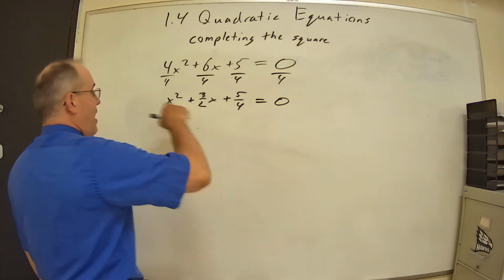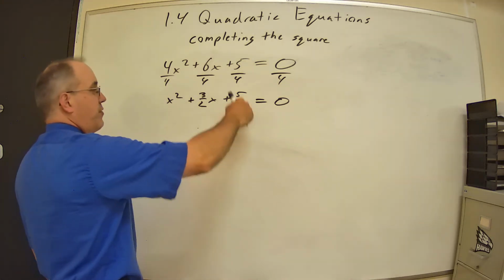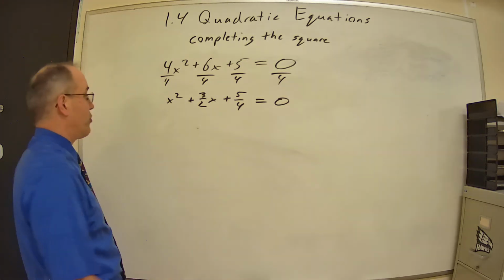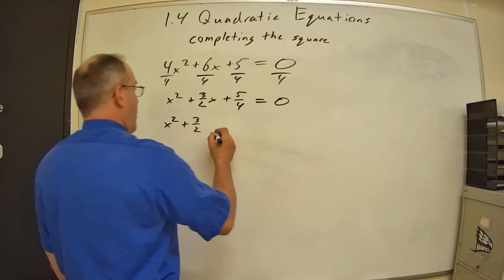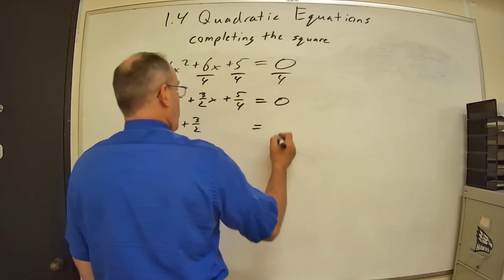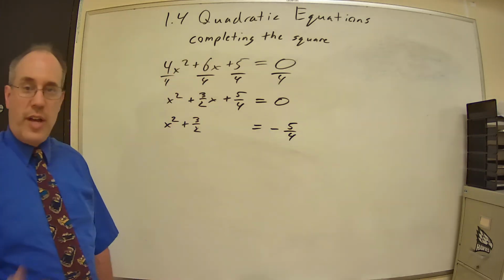So now that I've got that, I've got a leading coefficient of 1, well I need to move the constant term over. If it's plus 5/4, I need to subtract 5/4 from both sides. So x squared plus 3/2 x is equal to negative 5/4. So we got that over to the side.